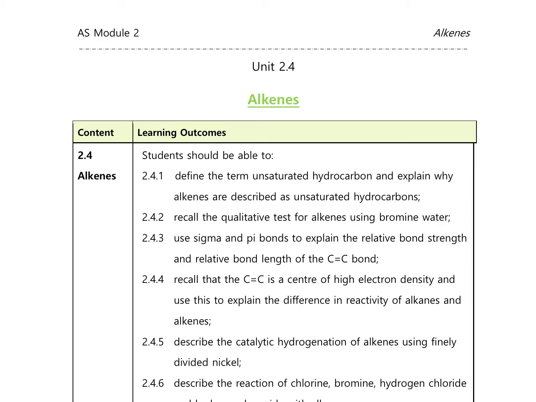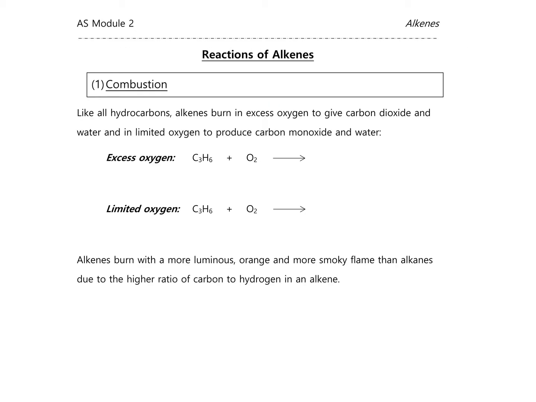Welcome back to Unit 2.4 Alkenes, and in this video we're going to start to look at the reactions of alkenes. So we're starting on page 11 and we're going to look first of all at the combustion of alkenes. What we need to remember is that alkenes are hydrocarbons, so they consist of hydrogen and carbon only. And so when we burn them, they react with oxygen and they produce carbon dioxide and water if we have a plentiful supply of oxygen.